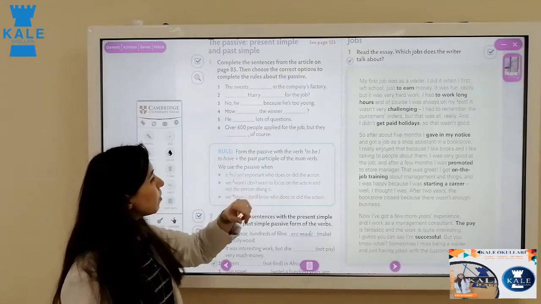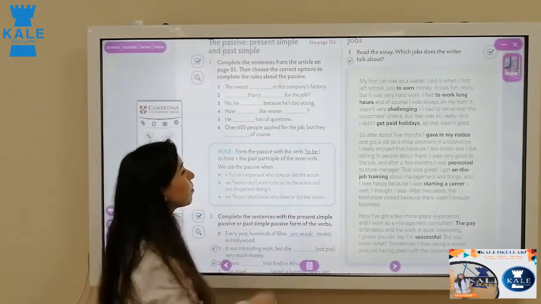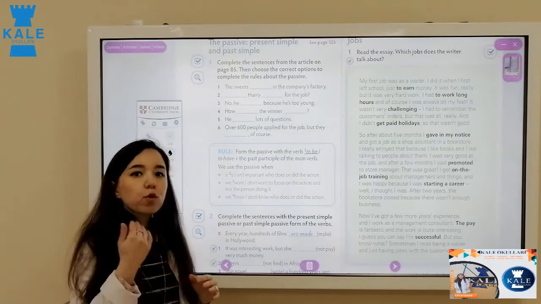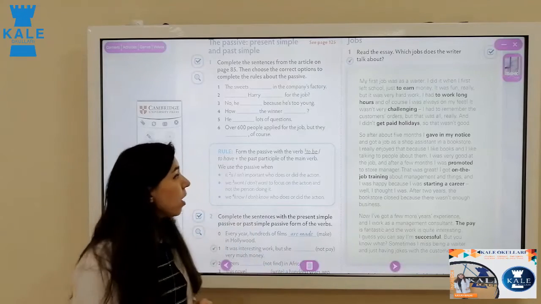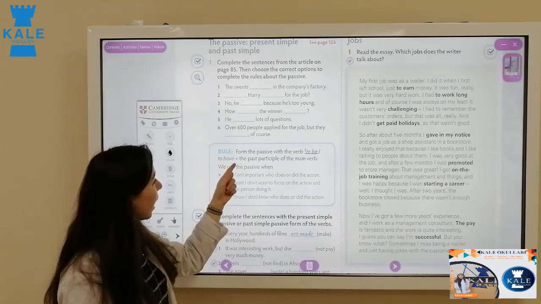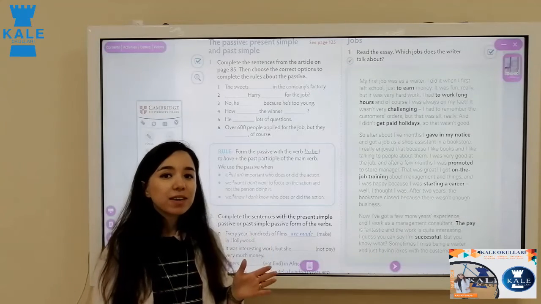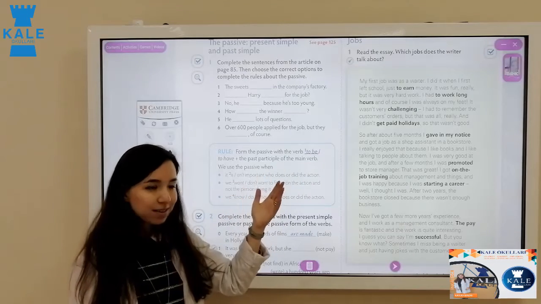So, form the passive with the verb to be. What is the verb to be? Am, is, are are to be verbs for present simple, and was for past simple. They are to be verbs, plus the past participle. Pay attention, in passive sentences, I'm talking about present simple, we just need to be.